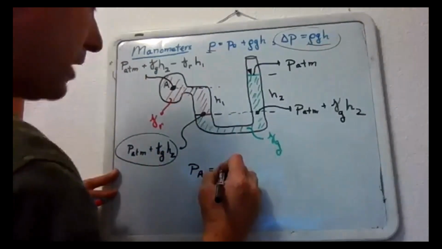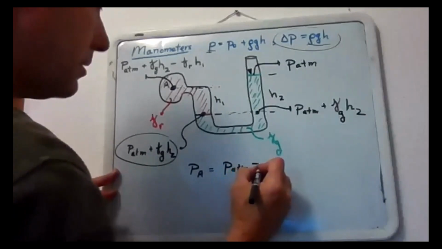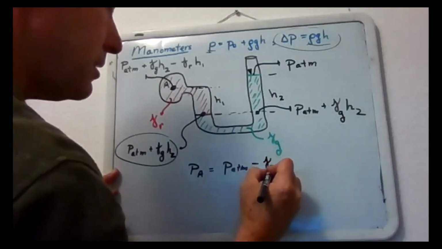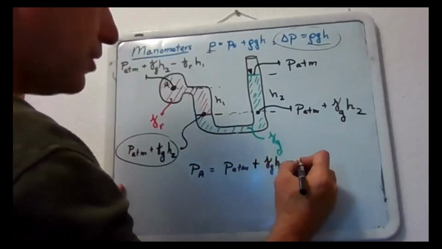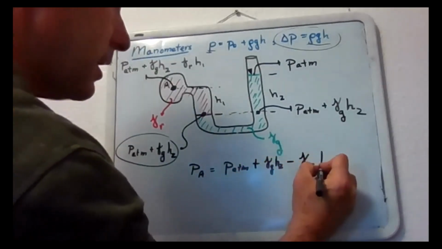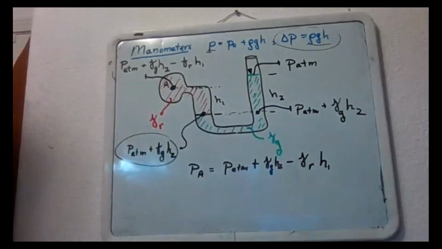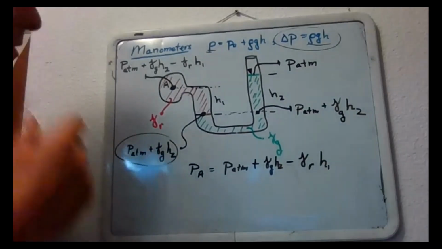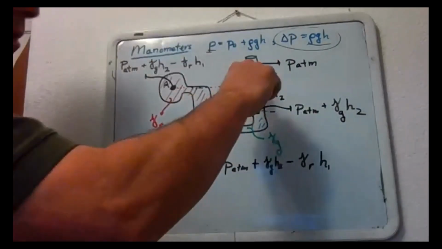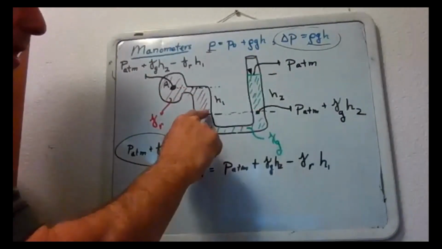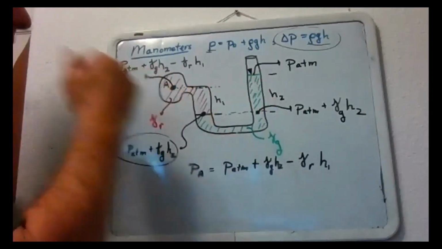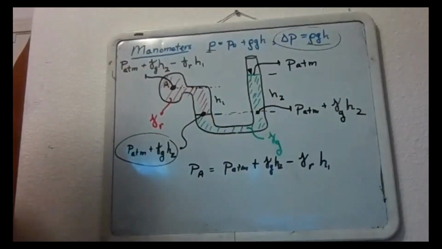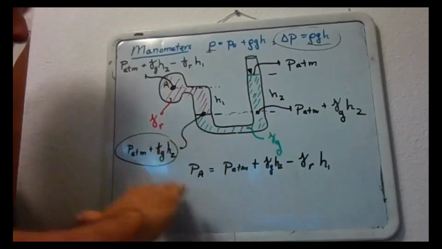PA is equal to the atmospheric pressure minus gamma G times H2, plus gamma G times H2 minus gamma R times H1. And that would be our equation. Hopefully, eventually in a problem like this you're just going to say, oh, I can start here, and then I decrease by a certain amount, and then I increase by a certain amount, and get to that equation on your own.